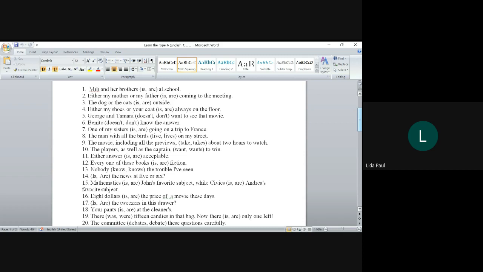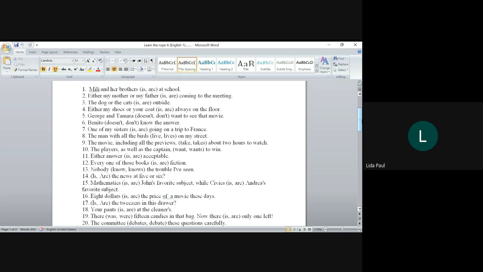One of my sisters are going on a trip to France. One of my sisters is going on a trip to France. Now, this is again the kind of question that can create confusion. One of my sisters, right? The reference is to one among the many. So the subject is still singular, right? Hence, your verb also has to be singular. One of my sisters is going on a trip to France.